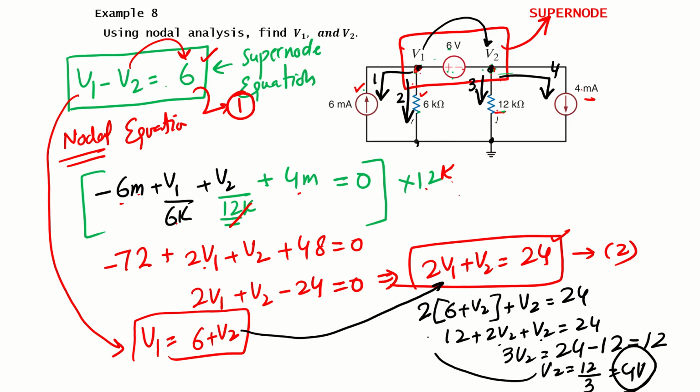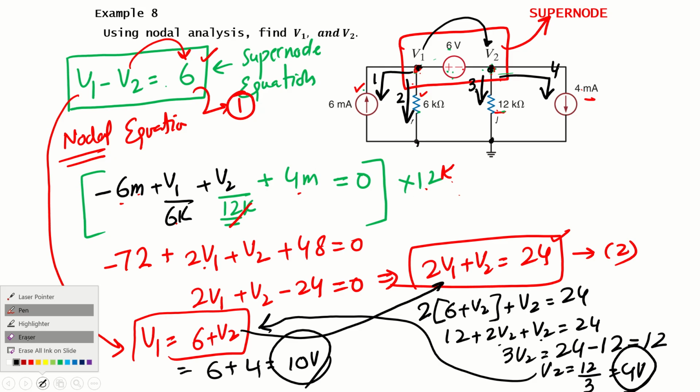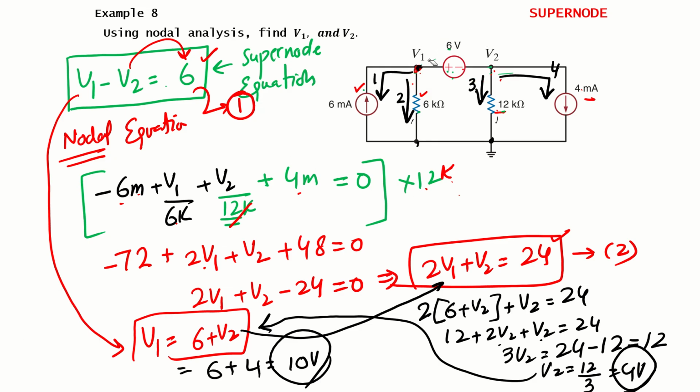Now we can put that here to get our V1. What will be V1? 6 plus 4 gives me 10 volt. So we have got the values for V1 and V2. What comes out to be V1, students? 10 volt. What comes out to be V2? That is basically 4. And you can cross check. If you take the difference V1 minus V2, so 10 minus 4, it should be 6 volt. This is just a cross check that your calculations are correct.